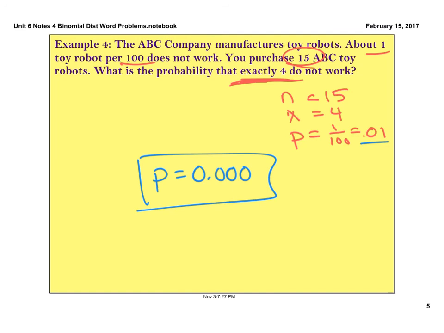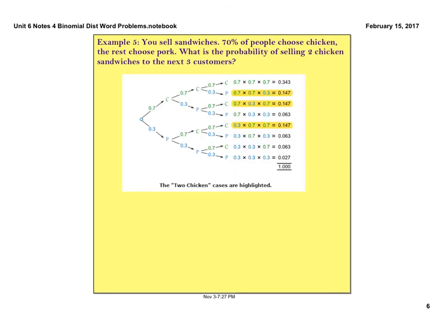All right, one more example. Let's take a look at our last one. This is one where we have kind of a tree diagram that we're looking at here, and we just want to highlight how these different scenarios can come into play. It says you sell sandwiches, 70% of people choose chicken and the rest choose pork. What is the probability of selling 2 chicken sandwiches in the next 3 customers?